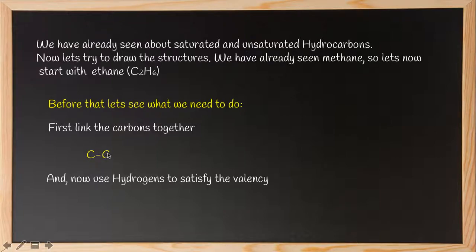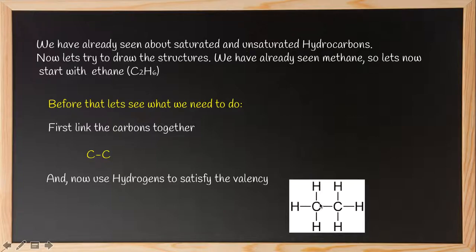Now C, single bond C. But according to tetravalency of carbon, this carbon should have 3 more, and this carbon should have 3 more to satisfy its valency. So just add up hydrogens. This is how the structure looks. C, single bond C, now you have 6 hydrogens. You have to satisfy the valency of carbon as well. So this carbon will have hydrogen, hydrogen, hydrogen, all single bonds. The same with this carbon, hydrogen, hydrogen, hydrogen.